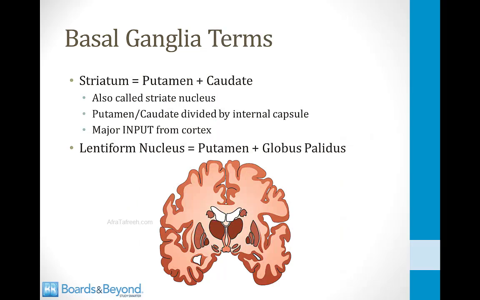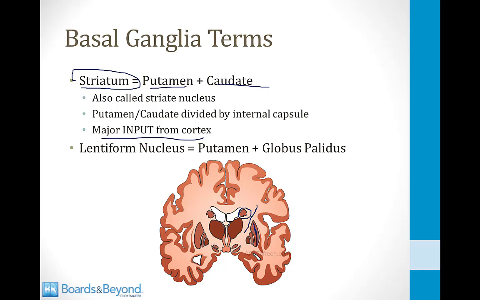When we talk about the basal ganglia, you'll hear us talking about the striatum, and what do we mean by that? Well, the striatum is 2 structures together, the putamen and the caudate. If you look down here in this cross section, you see the caudate nucleus up here next to the ventricle, and the putamen is down here, and they're divided by the internal capsule right here. These 2 structures work together. They receive major inputs from the cortex, and we'll talk about what they do in a minute.